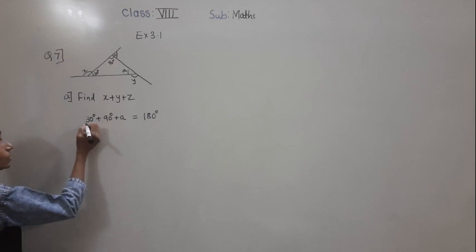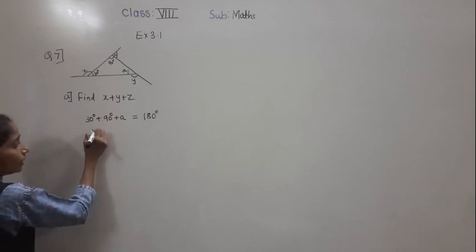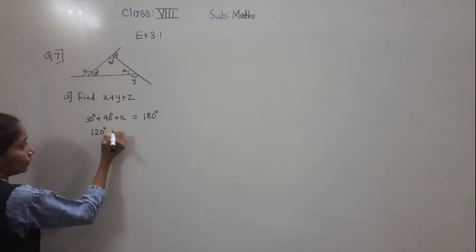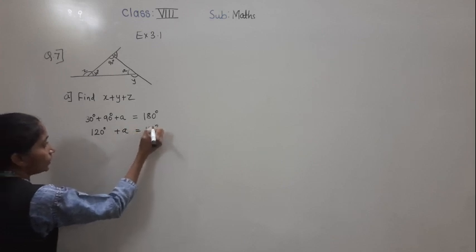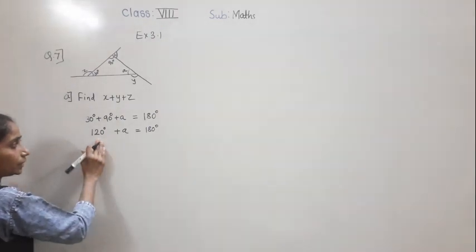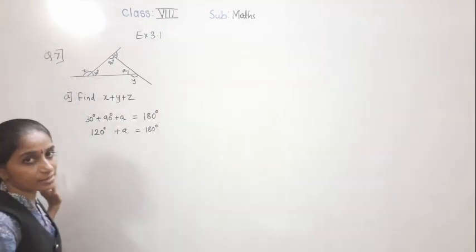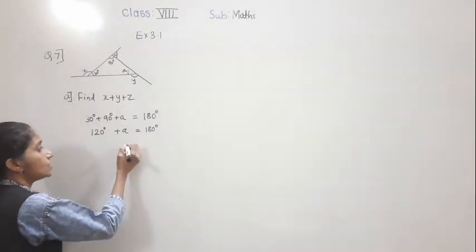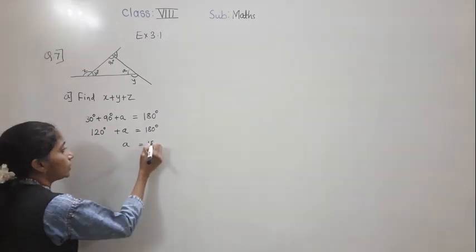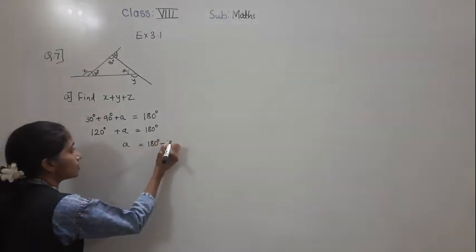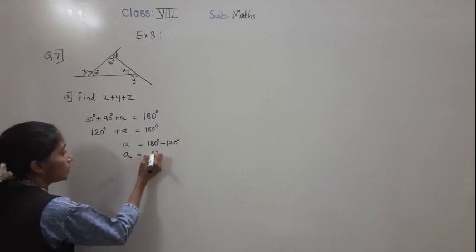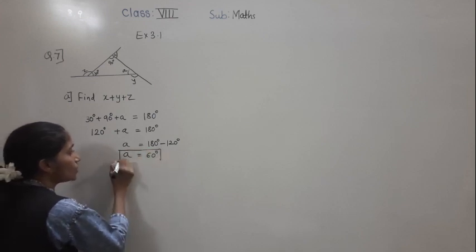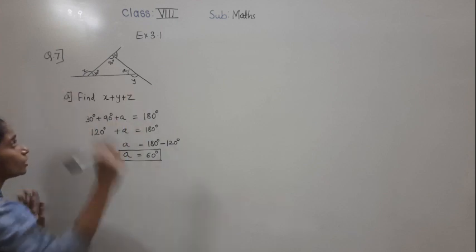Okay, so 30 plus 90, 120. Okay, 120 degrees plus a is equal to 180 degrees. Now 120 degrees will transfer to the right hand side, then it will become minus. So a is equal to 180 degrees minus 120 degrees. So a is equal to 60 degrees. Okay, so we got a: 60 degrees.